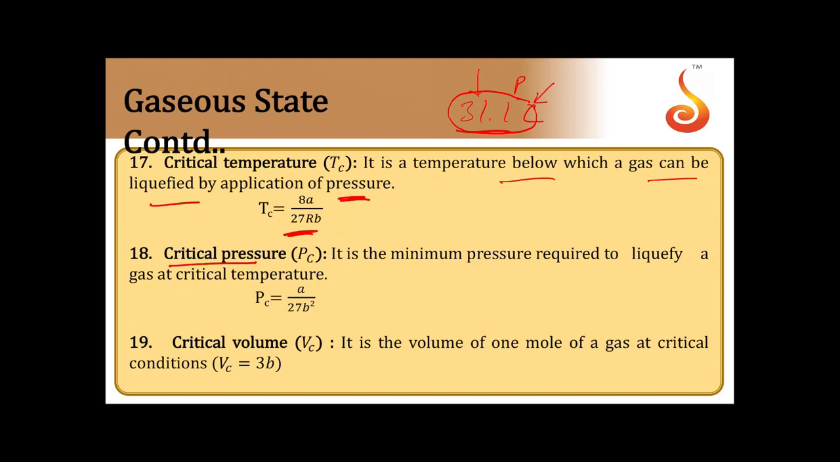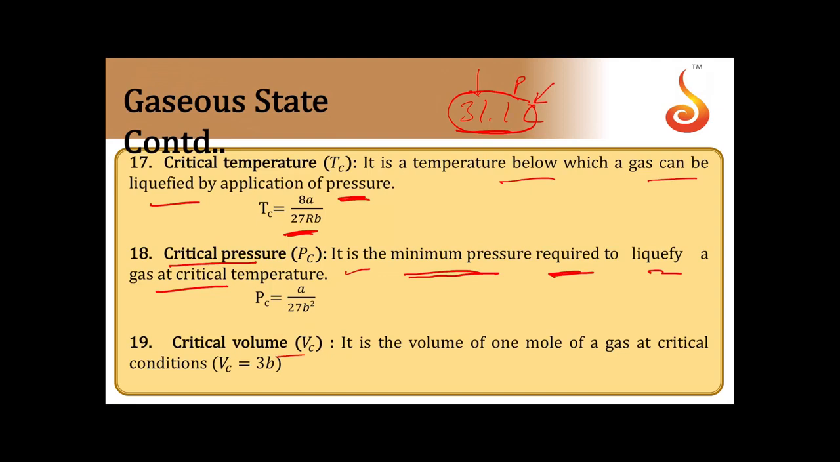Then comes critical pressure. That is the minimum pressure required to liquefy a gas at critical temperature. So in the case of carbon dioxide gas, at 31.1 degrees Celsius, we need to apply a certain amount of pressure, the minimum pressure. You can apply even more pressure than that value, but the minimum pressure that must be applied at critical temperature is called critical pressure, and that is given by Pc = a/27b².